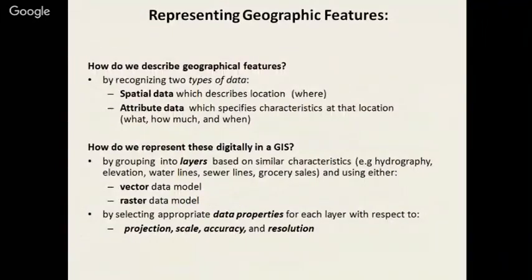So representing geographical features, how do we describe geographical features? By recognizing two types of data, which we discussed in the previous lecture too. Spatial data, which describes the location, so where about the things are, where they are geographically located. And attribute data, which specifies characteristics at that location, the how much, what, and when.